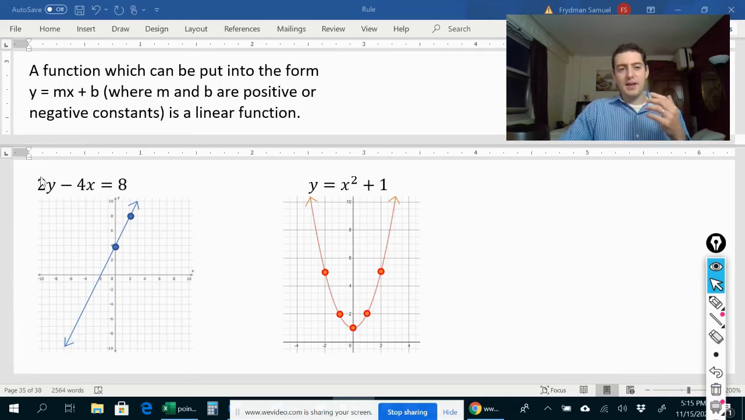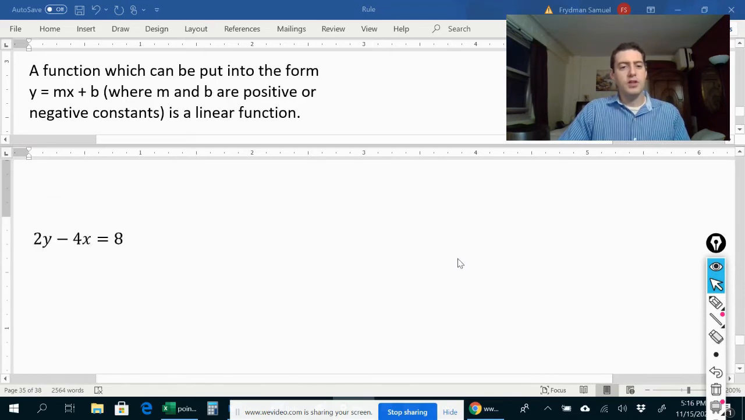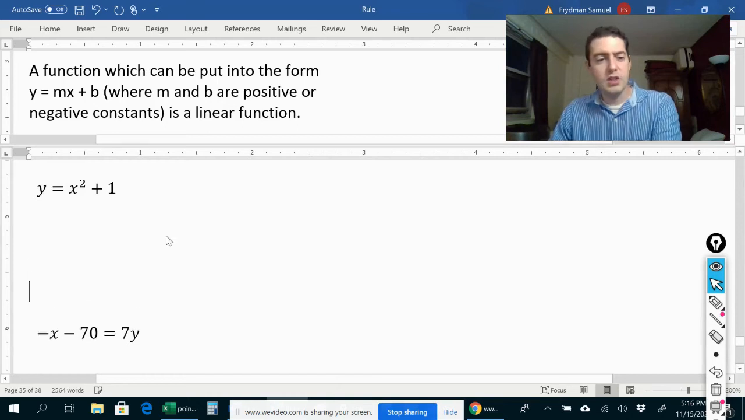So if I can fiddle around with an equation and get it into what's called slope-intercept form, and I'll explain in another video why it's called slope-intercept form, then I know that it must be a linear function, which means that when I plot it on a graph, I'll get a straight line. Okay? Let's move on to the next example, which is this over here.